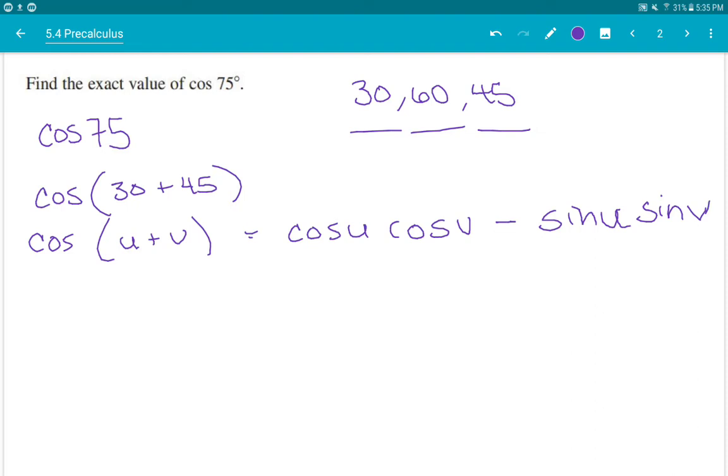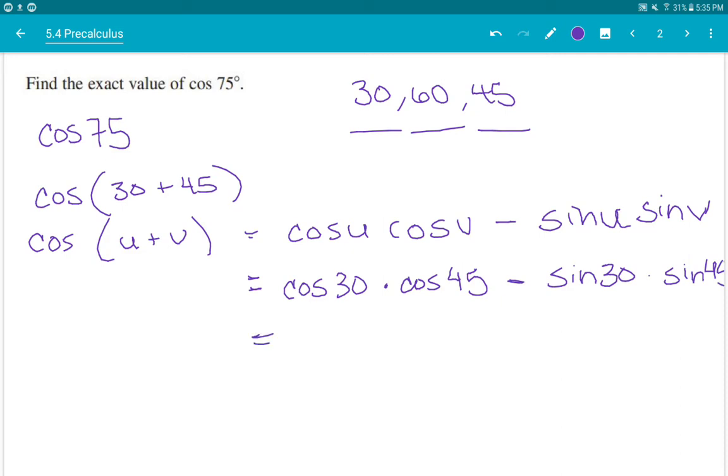Using these is going to be a little complex with this stylus. All right, so that's going to give me the cosine of the first angle, which is 30, times the cosine of the second angle, which is 45, minus the sine of the first angle, which is 30, times the sine of the second angle, which is 45. Okay, so then we just plug in the values that we know.